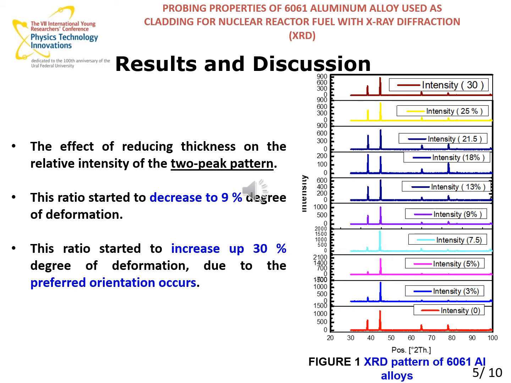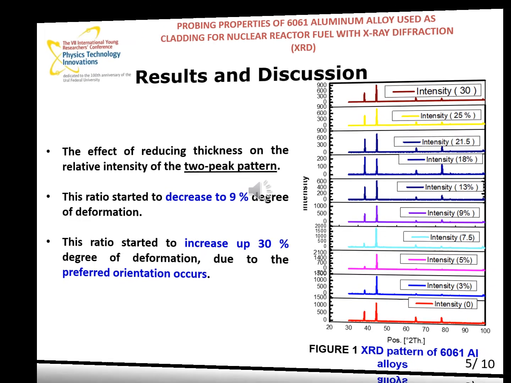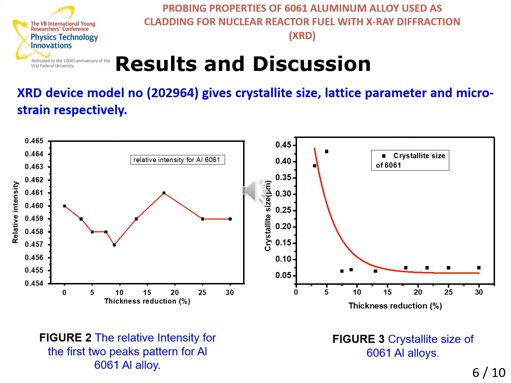The effect of thickness reduction on the relative intensity of the two peaks is presented. As we can observe, this ratio started to decrease at 9% of deformation. Also, this ratio increased up to 30% deformation due to preferred orientation. In this slide, figure 2 presents the relative intensity for the first two peaks of aluminum alloy 6061. On the y-axis is relative intensity, and on the x-axis thickness reduction. As we can see, this is the variation of relative intensity with thickness reduction.